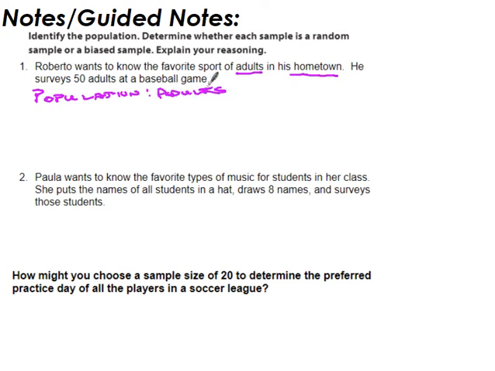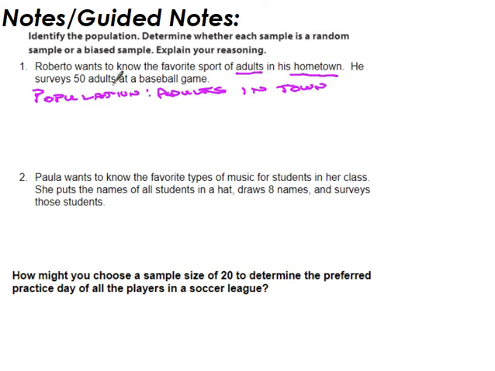Because that is adults in town. And sorry about my handwriting. I'm on the slate today, not on the board, so it's going to be a little bit not as good. Roberto wants to know serious source about adults in his hometown. That's the population. That's who's trying to gather information. His sample is he's talking to 50 adults at a baseball game.